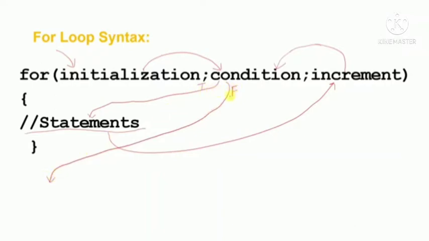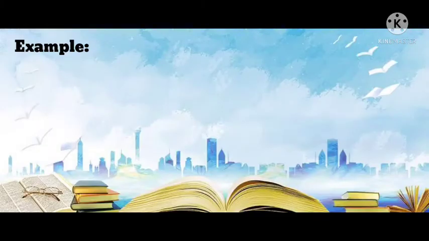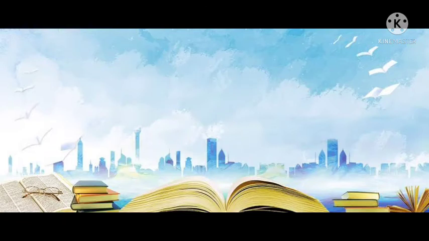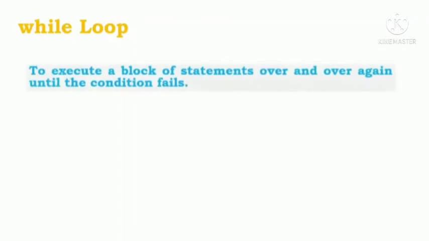Clear? This is your for loop. Let's see the example for the for loop. For loop को लागि एउटा best example छ. See it carefully. Hope example मजाले हेर्यो होला. Now we'll go for the while loop.